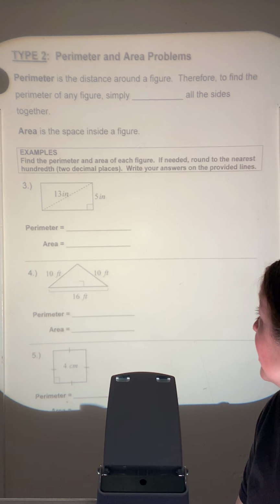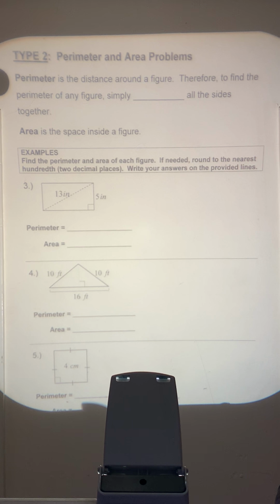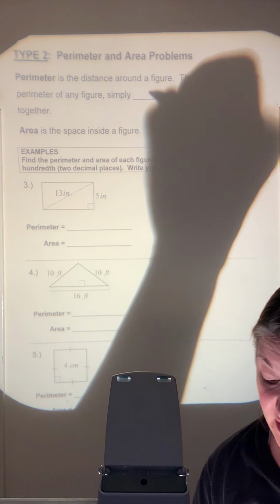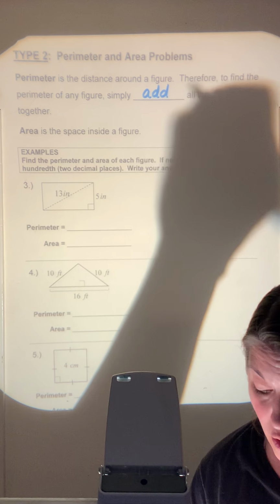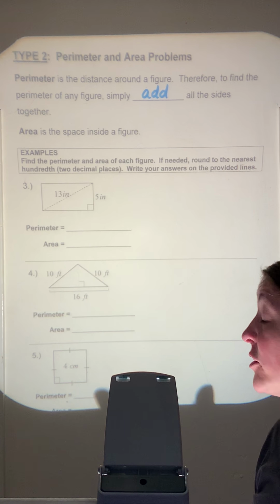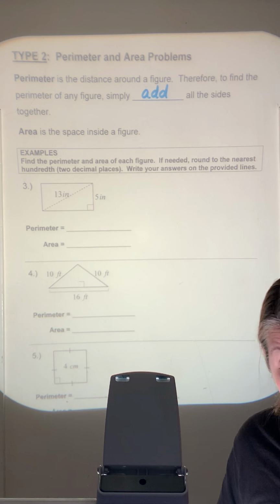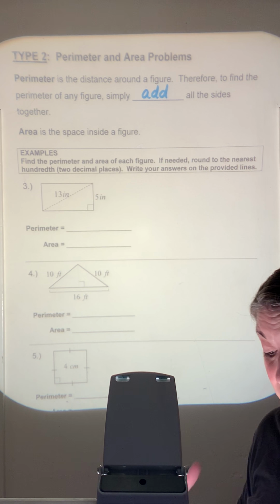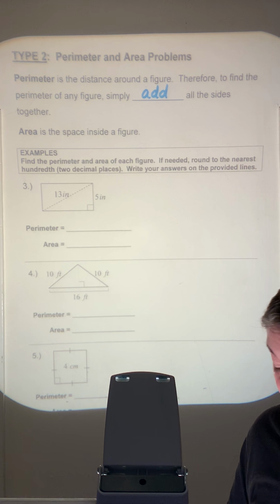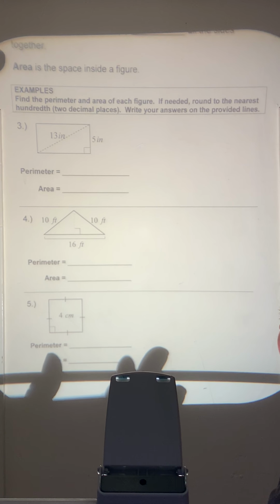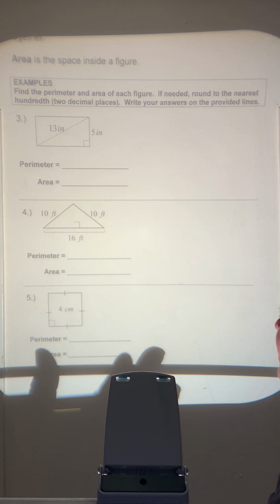So just as a quick recall, guys, perimeter is the distance around a figure. Therefore, to find the perimeter of any figure, simply add all the sides together. Now, I know that certain shapes have formulas to find the perimeter, and if you know them, awesome. But really, guys, perimeter is just adding up all the sides, so don't be afraid to just do that. And then, of course, area is the space inside. All right, so this is what I mean by needing the Pythagorean theorem.